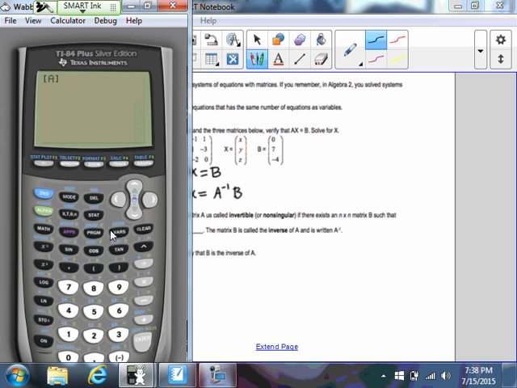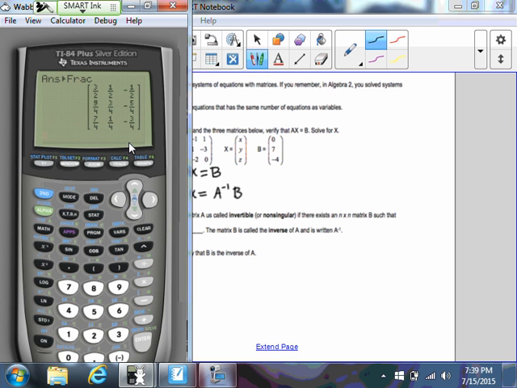So enter. And then you do inverse by just doing the x, the negative 1 button. So if I wanted to know what A inverse is, I could hit enter now, and I could see it. It's in decimals. So if I wanted to change it to fractions, just like normal, I do math 1. And I can see A inverse. So it gives it to me very nicely.